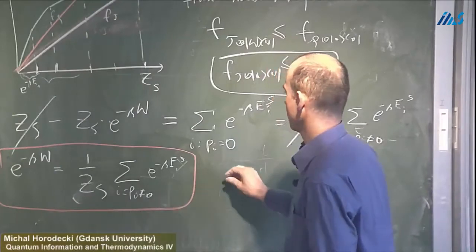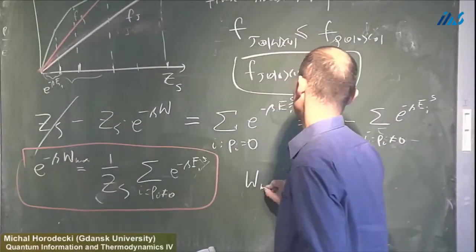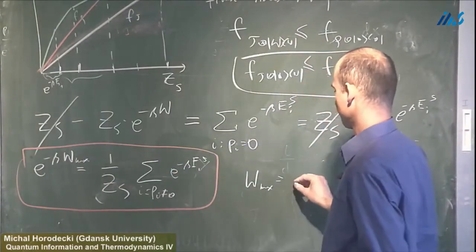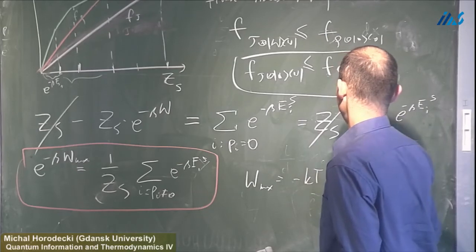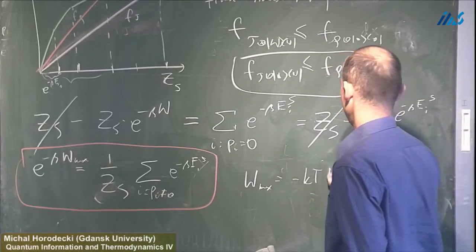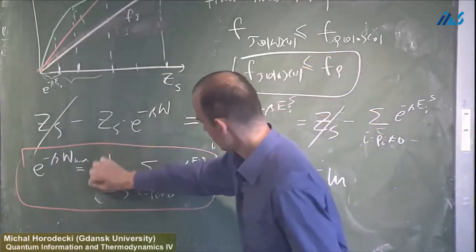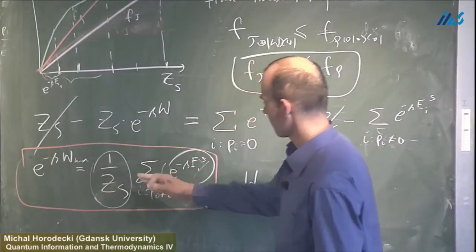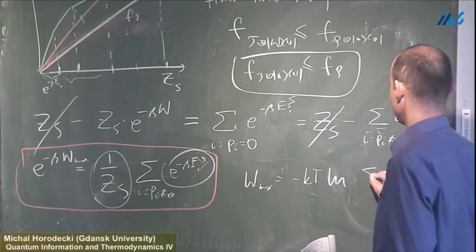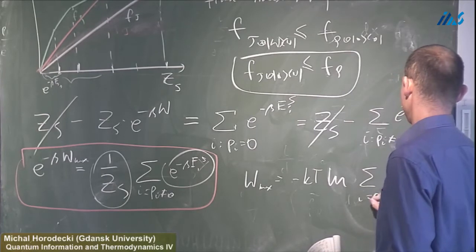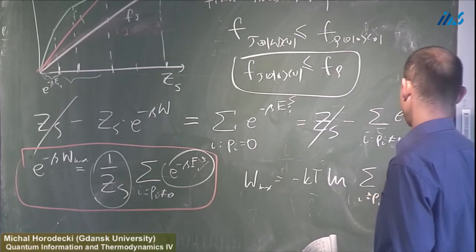Okay, so therefore this maximal, we can write here, this is the maximal that we can do. So this maximal work is minus kT ln of this thing. But look, this thing together with this thing is nothing but a Gibbs state occupation. So we can write it like this, over those i's where p_i is different than 0, and here we have this.